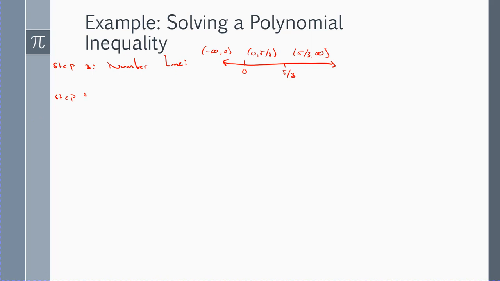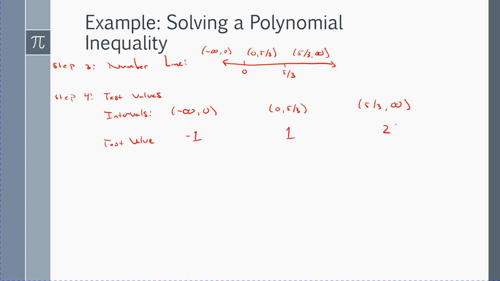So step 4 here, you're going to need your test values. So set up my table, right? Set up the table that I did. I had the intervals. So negative infinity to 0. 0 to 5/3, and then 5/3 to infinity. You're going to pick a test value. So just like make it easy on yourself, right? So here I'm going to pick -1, here I'll pick 1, and in this interval here I'll pick 2.